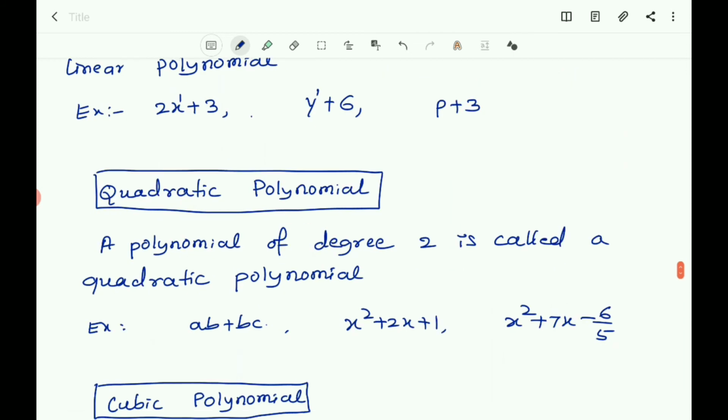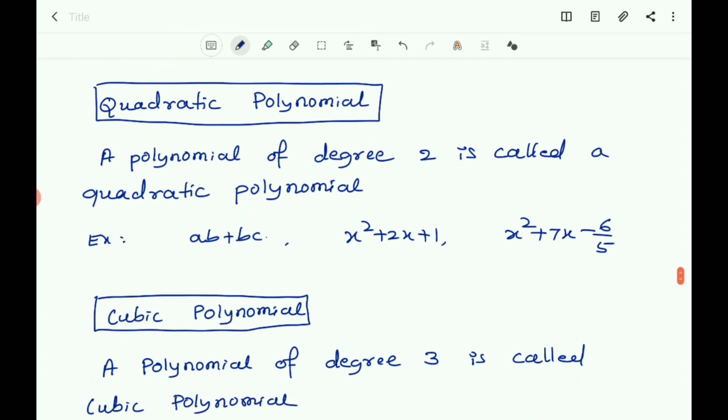Next you take the quadratic polynomial. So what is a quadratic polynomial? A polynomial of degree 2 is called a quadratic polynomial. Here you take ab plus bc. Here there are two variables. The power of each variable is 1, 1. So if you add them, 1 plus 1 becomes 2. So ab plus bc, its highest power is 2. So it is a quadratic polynomial.